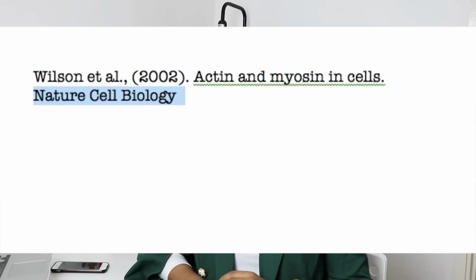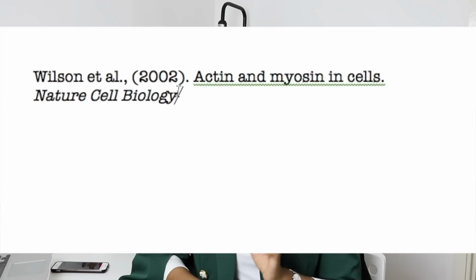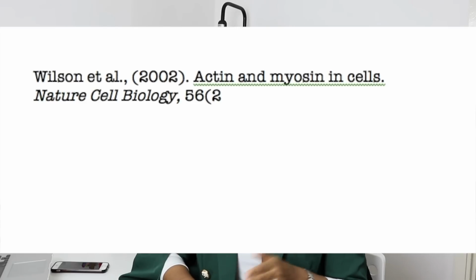So if your research paper was taken from Nature, that would be Nature. If it was taken from Cell Biology, that would be Cell Biology. So you do need to italicize the journal name. That is a standard for Harvard referencing. Do make sure that you put the journal name in italics. Following the journal name, you put a comma.